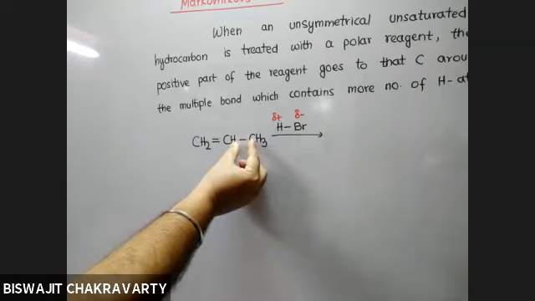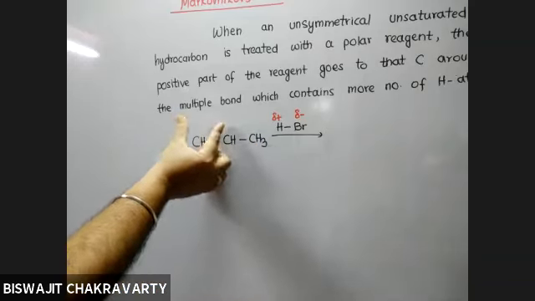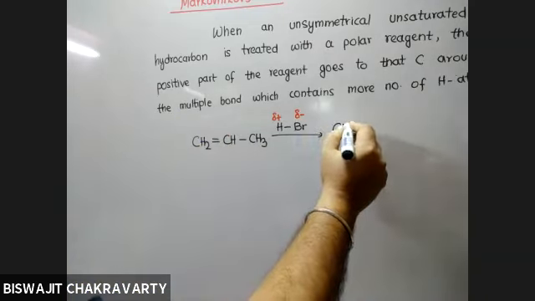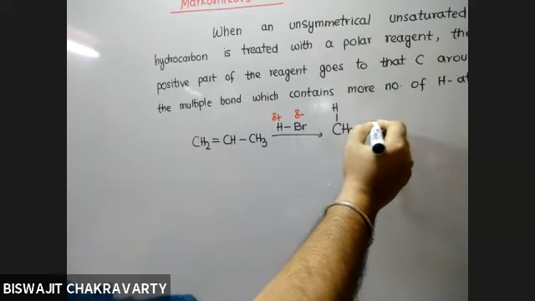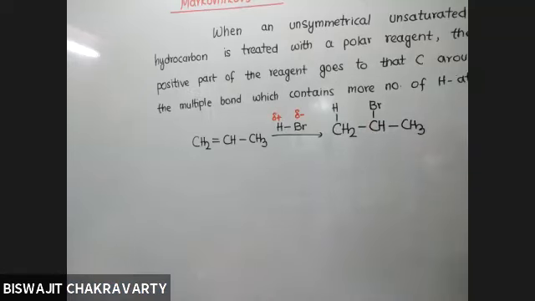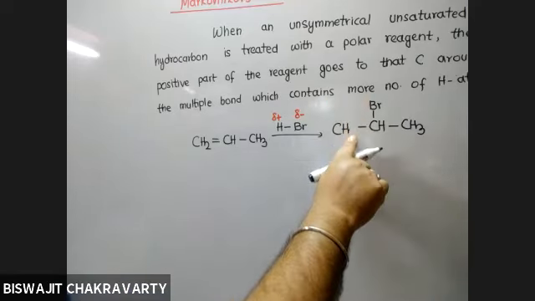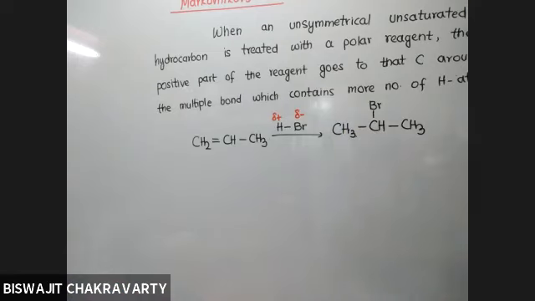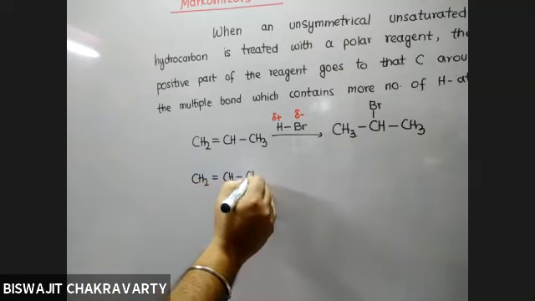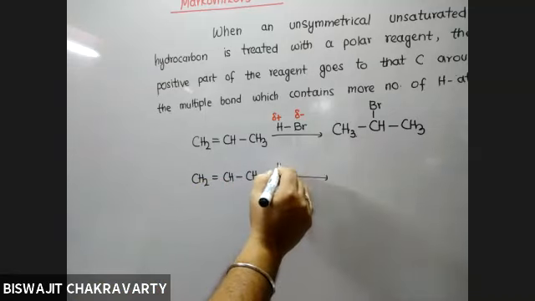But Howrah Bridge is not present here. Howrah Bridge is present here. Only this can open. Single bonds cannot open. Understood or not? So hydrogen will come to this and bromine will come to this one. Clear? This is Markovnikov's rule. Or I can write CH3, CHBr, CH. Same way, suppose you have CH2 double bond CH, single bond CH3 treated with water.